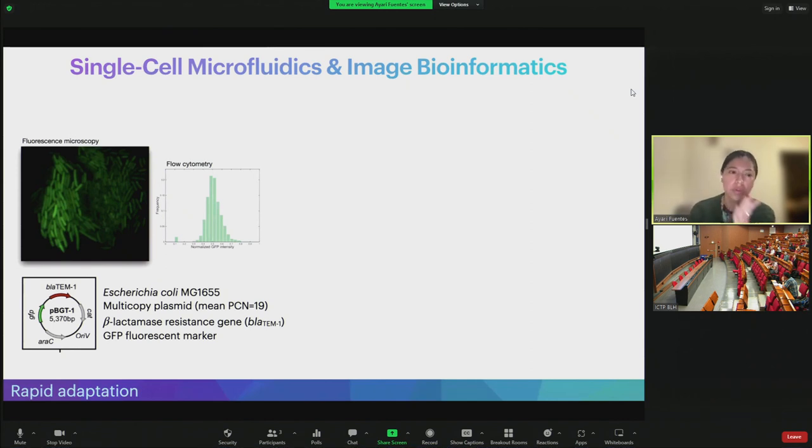What you see here is a clonal population. A clonal population means that those are cells from the same cell. And when we see green, we are seeing the amount of plasmid that is within a cell.